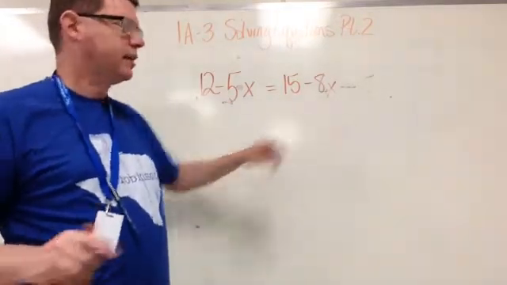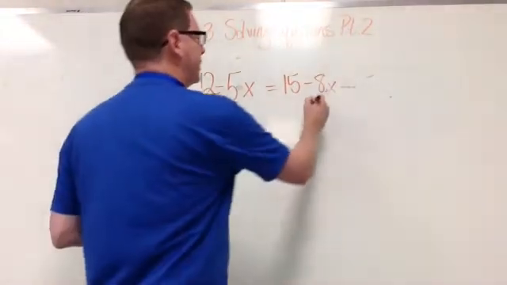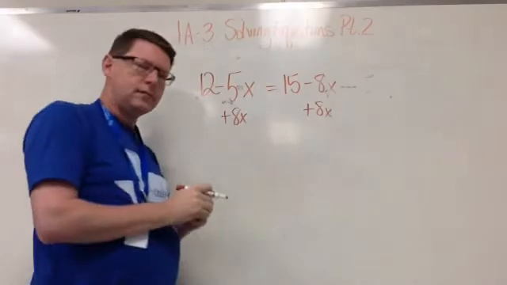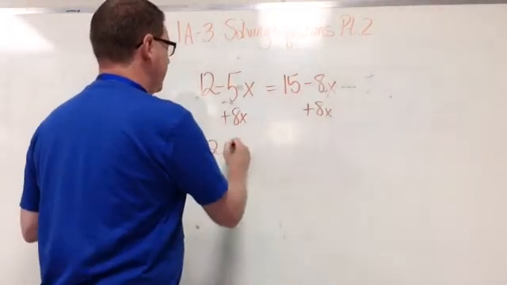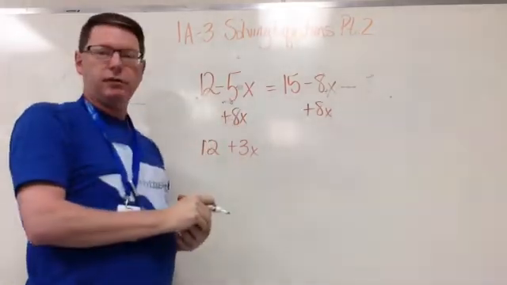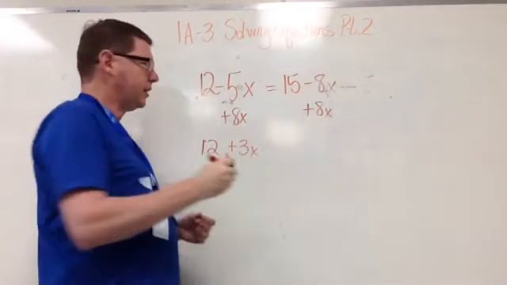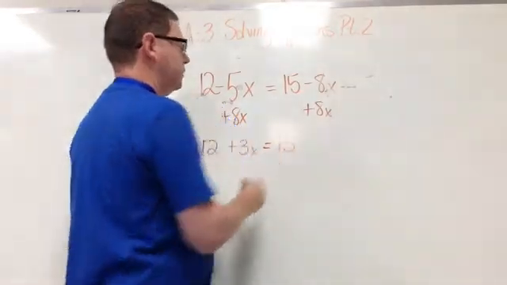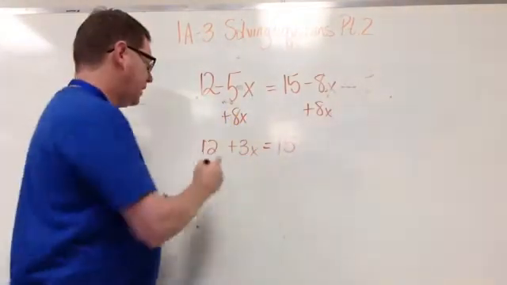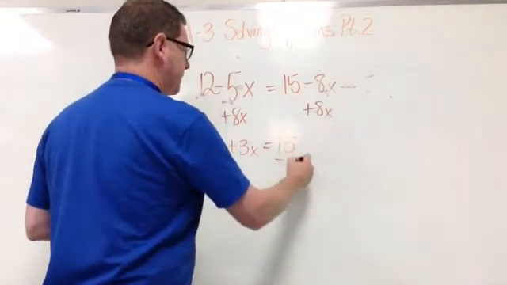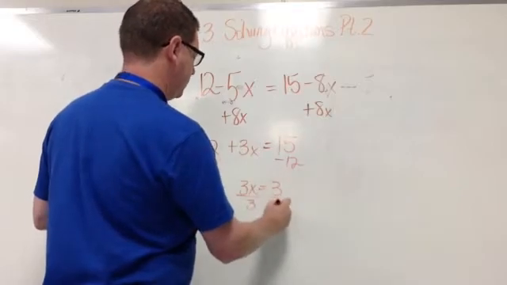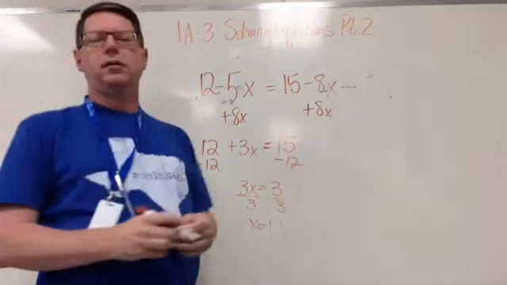So I've got minus 8x, so the opposite of that is plus 8x to both sides. And so I have 12 plus 3x, because negative 5 plus 8 is positive 3. Oh, be careful with those negatives. Equals 15. Okay? So now, again, I'm back at a two-step equation. I subtract 12 from both sides, and I get 3x equals 3. Divide by 3, so x equals 1.